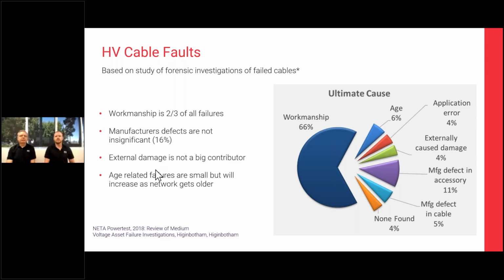Now, age-related failures in the database that we've got here are also relatively small, but that is likely to increase as our networks get older. This is why people are really focusing on the underground cables nowadays: these assets are aging, and the bathtub curve is not a lie. You will ultimately get to a stage where the insulation starts breaking down and the asset gets towards end of life. So failures tend to then increase.